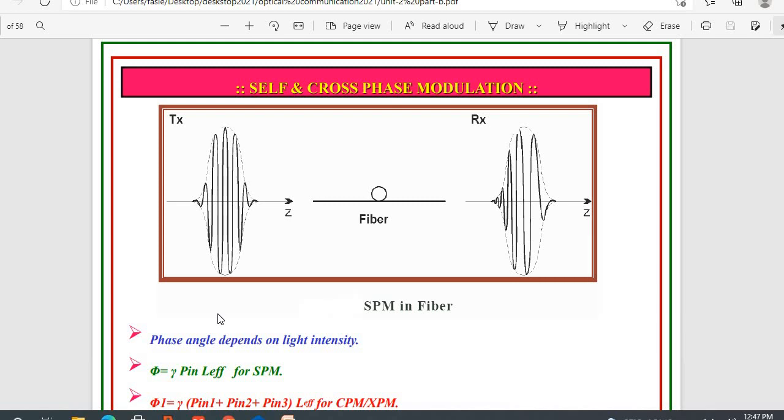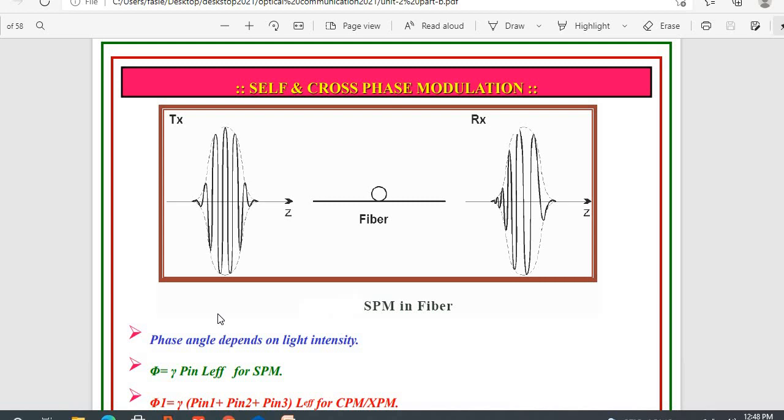This is called SPM, self phase modulation, and cross phase modulation. Phase means it depends upon the phase, right? Phase means angle, phase angle. So that needs to be in phase only. If it is out of phase, then if I send hello, it will be received in reverse, OLLEH. If it comes in the reverse manner, then what is the use of it? It should not give the proper information that I am sending, right? So that needs to be in a proper phase.